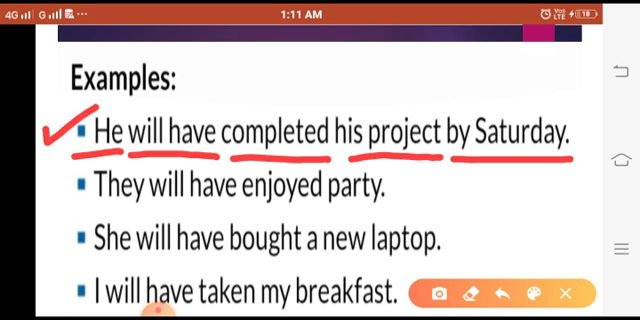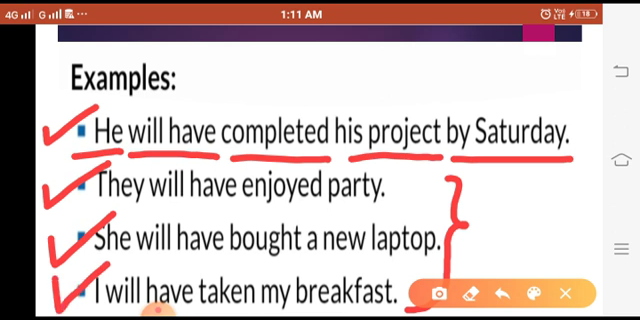Now, rest of the examples also have been formed using the similar sentence structure. Next, they will have enjoyed party. She will have bought a new laptop. I will have taken my breakfast.